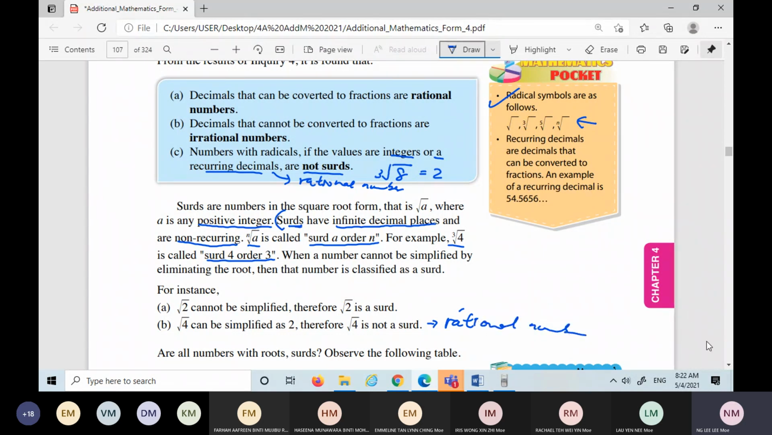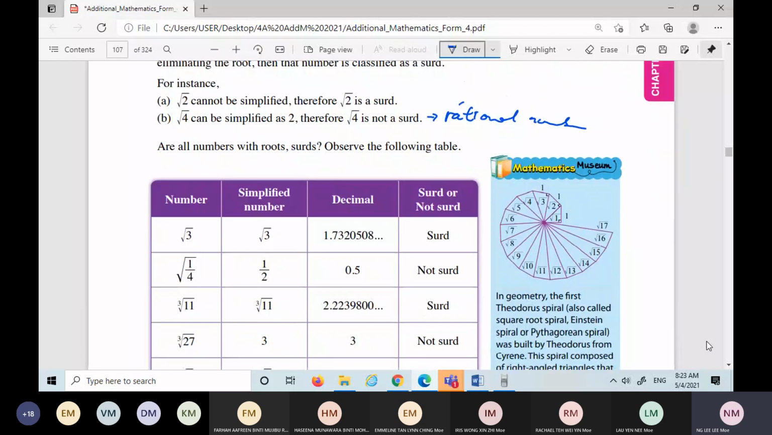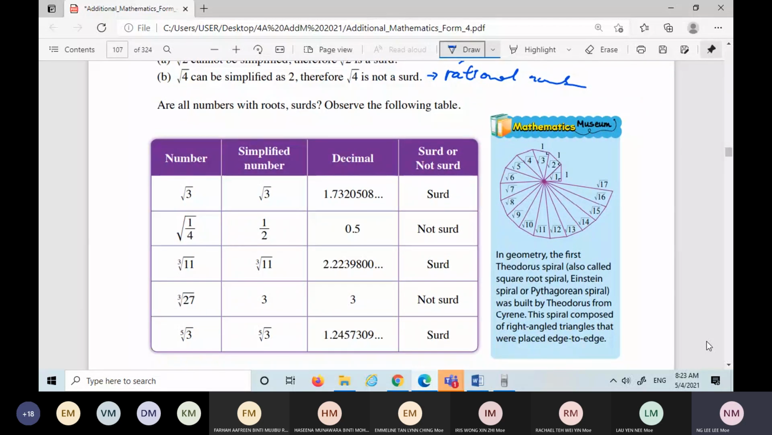Okay, continue. All numbers with roots are surds or not, see the following table. Same question: if you can simplify and you get an answer in integer or a recurring decimal, then that one is not a surd. When that one is not a surd, then that one actually is a rational number. When that one is a surd, then it's an irrational number. So you can look at this table. Square root of 3 cannot be simplified, so this is a surd. Remember, a surd is under irrational numbers.